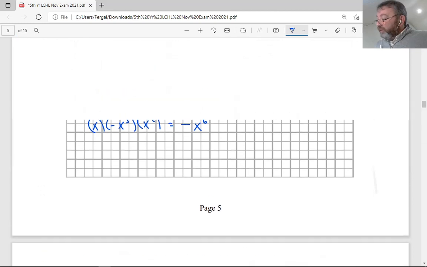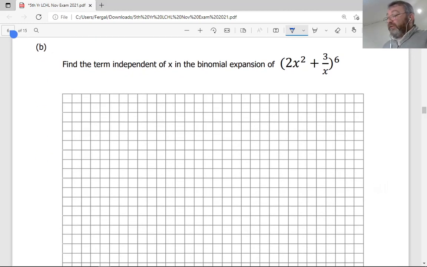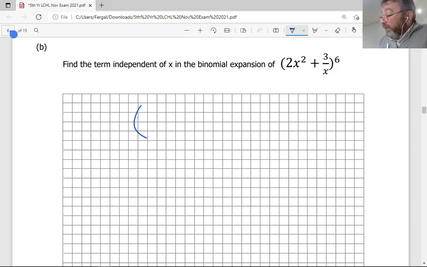The binomial expansion, I think, is next. Now, in this case, find the term independent of x in the binomial expansion. All binomial expansions have exactly the same method. All of their terms have a general format. And that general format in this case is 6c something, multiplied by the first term, 2x squared to the power of something, and then 3 over x to the power of something.